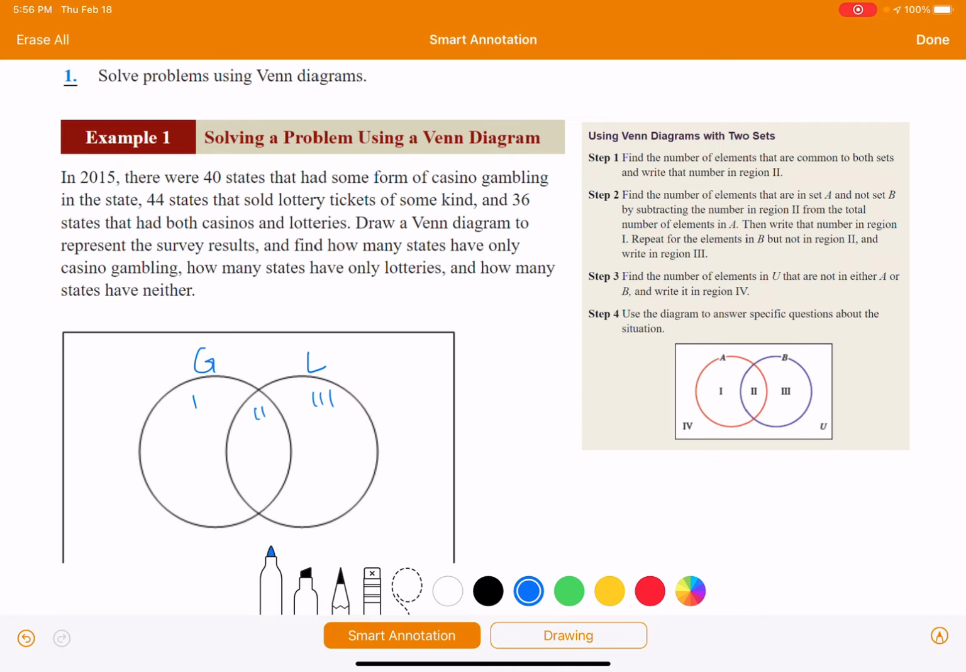And the first thing we need to do is figure out what's in common in both sets. Well, in our problem, it says 36 had both. So if 36 had both, I know that should go in the middle because that's the intersection of both. Now, in order to figure out how many had gambling only, I'm going to subtract that 36 from 40, and that's where I get my 4. And then to figure out how many had lottery only, I'm going to subtract 36 from 44 and get 8.